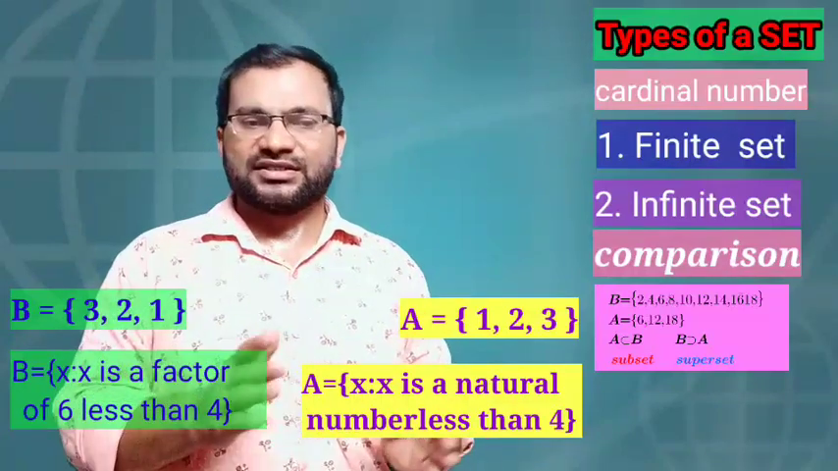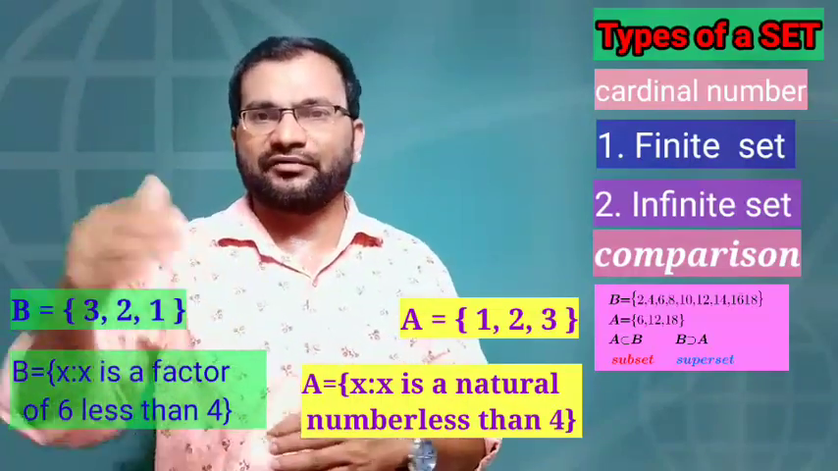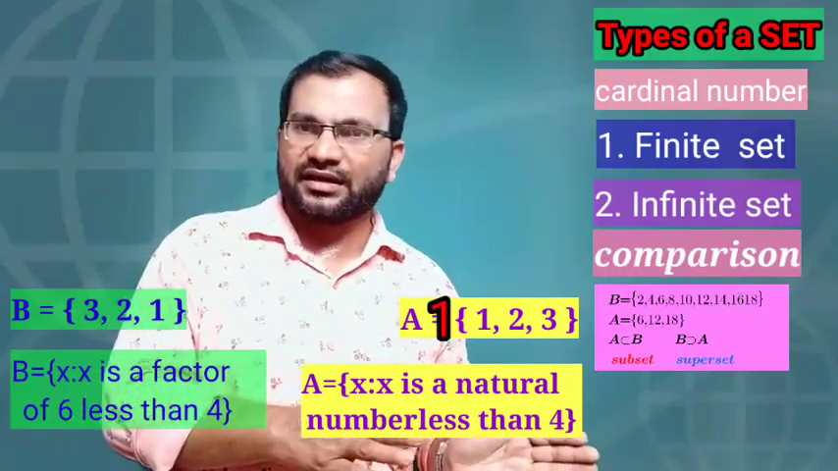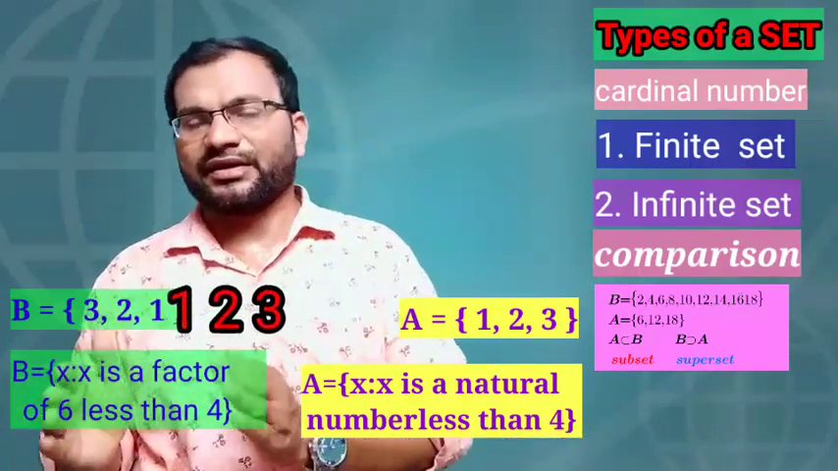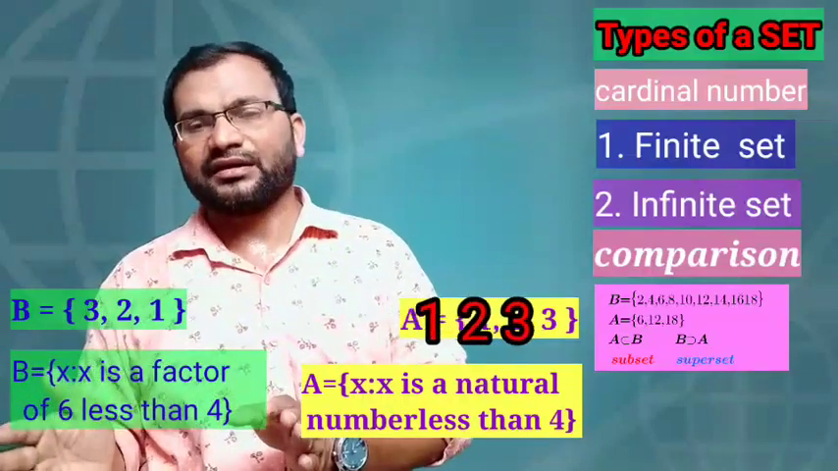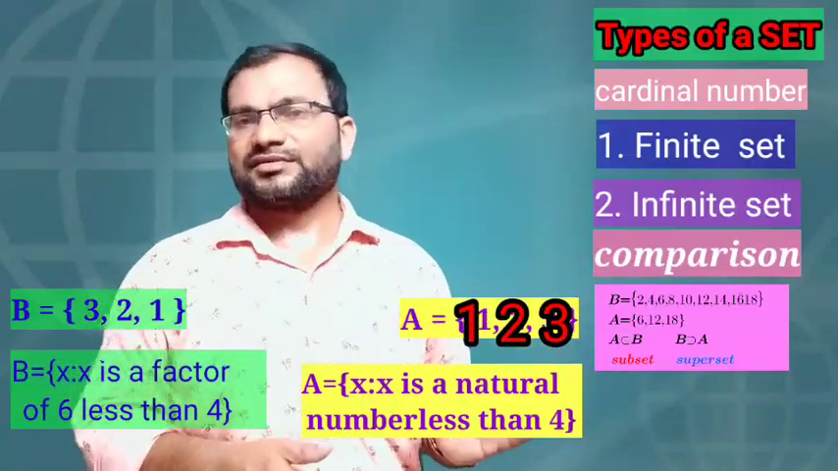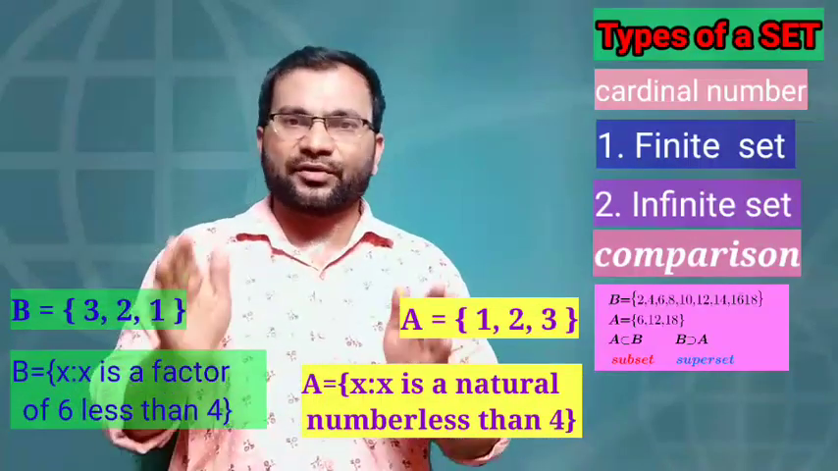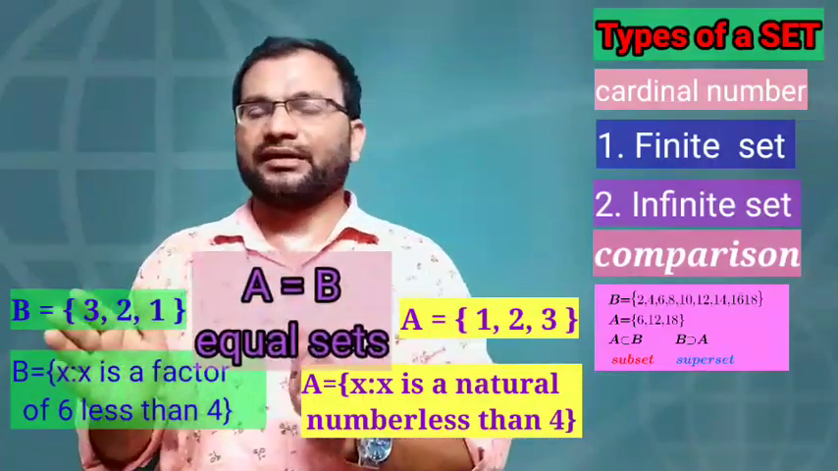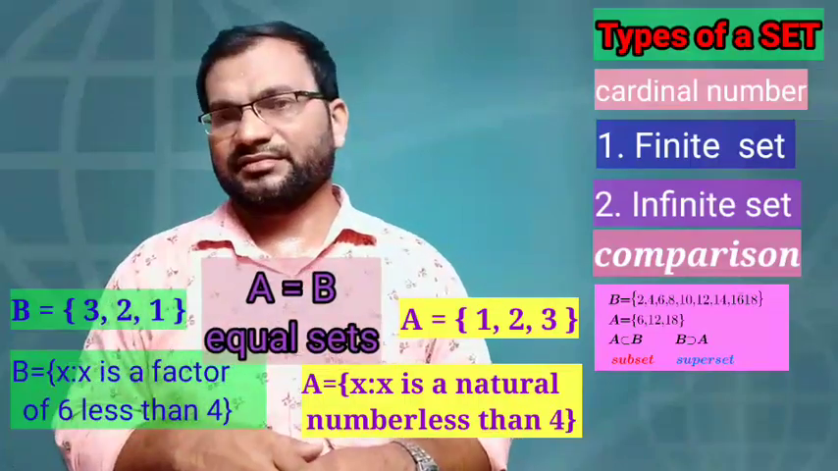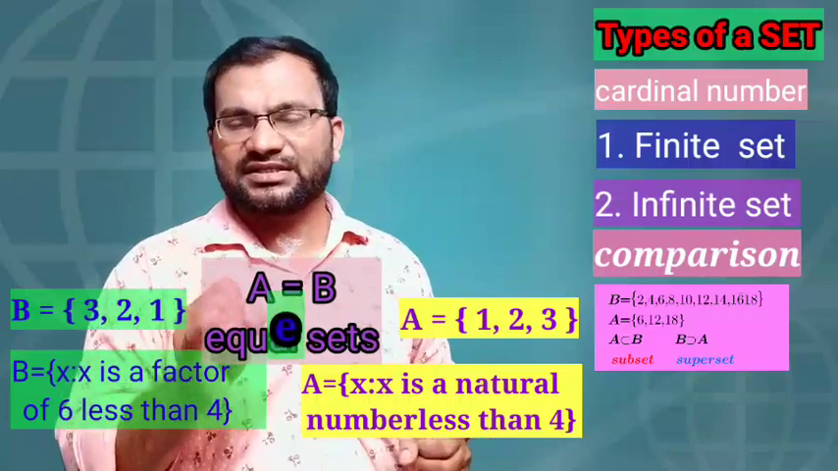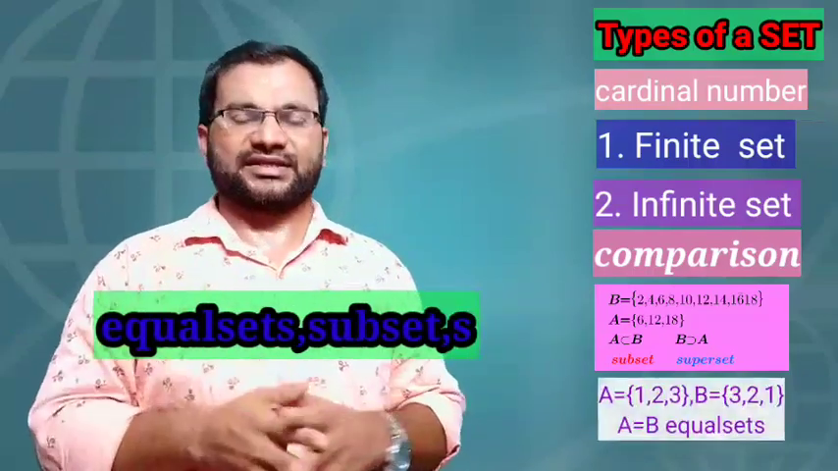So these are two different sets in set builder form. But in list form, all elements in A we see in B, all elements in B in A. So here A is a subset of B and B is a subset of A. In this case we call them A equal to B. That means they are equal sets. So here we discussed equal sets, subset and superset.